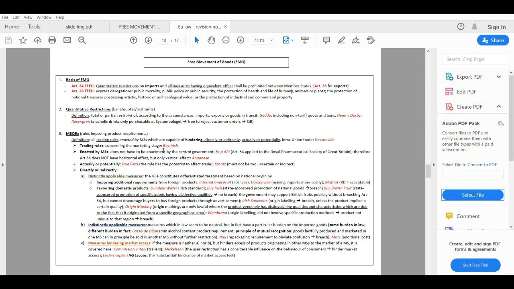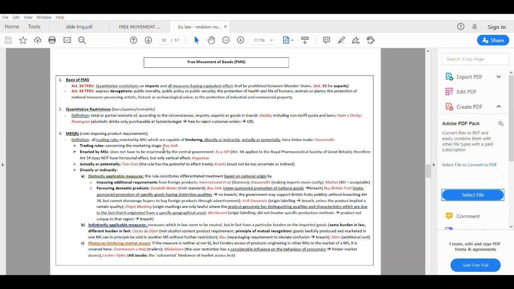So in that case, it was said that it is clearly an MEQR because it has the effect of hindering intra-community trade. But the Court of Justice in that case developed the justification of the indistinctly applicable measure prescribed by the member state, and we are now considering these justifications. So there are some limitations of the Cassis de Dijon principle, and we will consider this first.